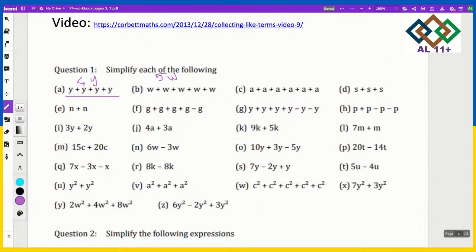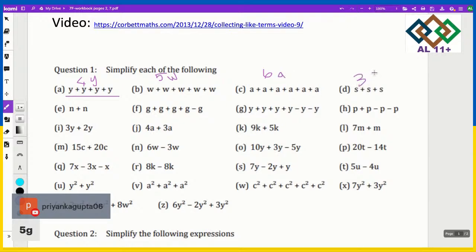The sixth one is a plus a plus a plus a plus a. That adds up to 6a. I think Shilpa just wrote it here. Okay, that would be 6a. This would be 3s. This would be 2n.